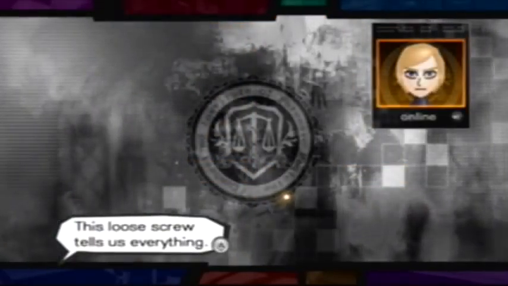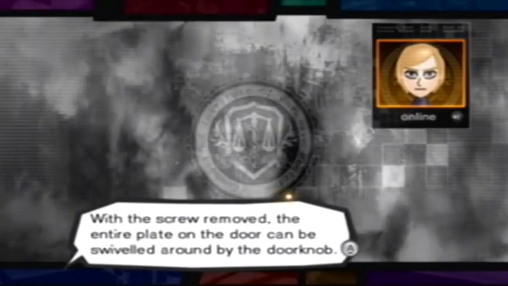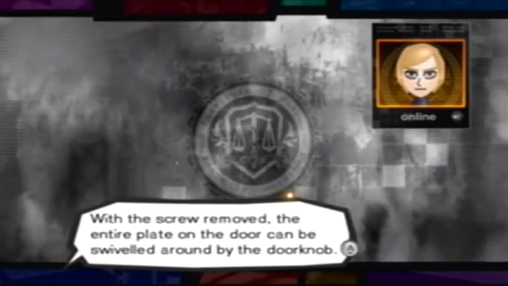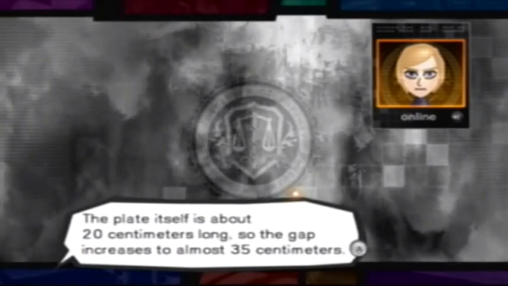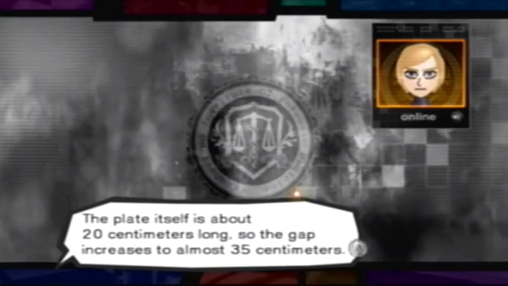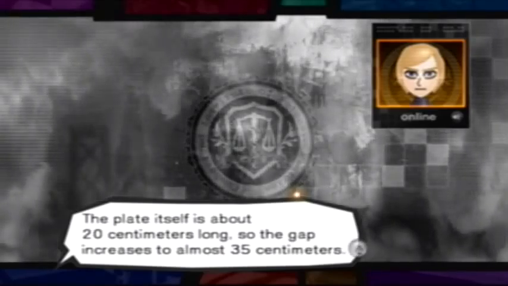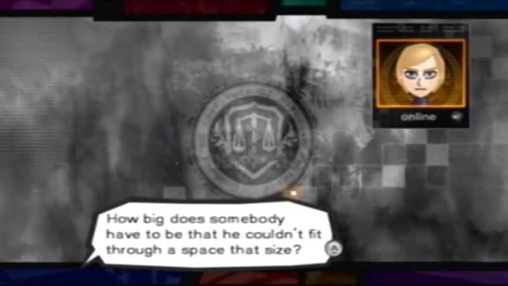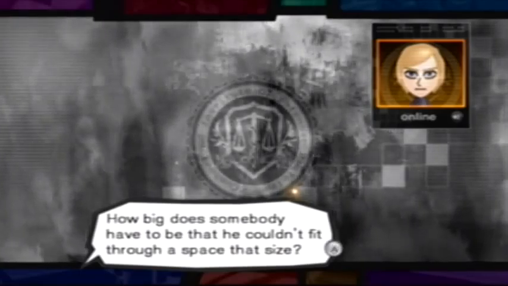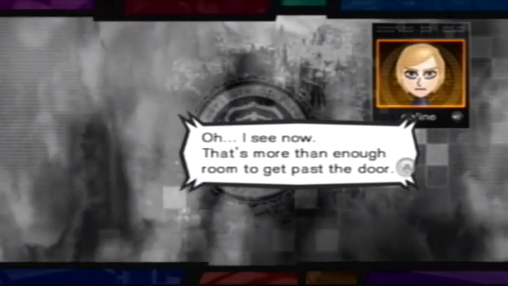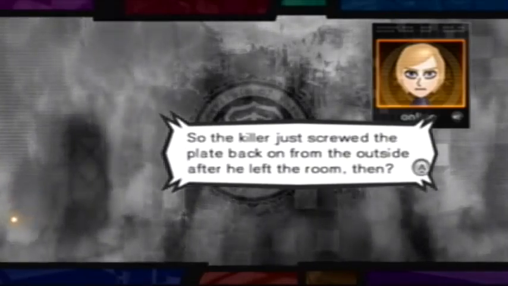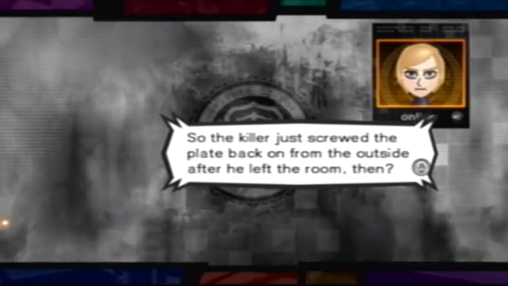This loose screw tells us everything. With the screw removed, the entire plate on the door can be swiveled around by the doorknob. The plate itself is about 20 centimeters long, so the gap increases to almost 35 centimeters. How big does somebody have to be that he couldn't fit through a space that size? Oh, I see now. That's more than enough room to get past the door. So the killer just screwed the plate back on from the outside after he left the room then.